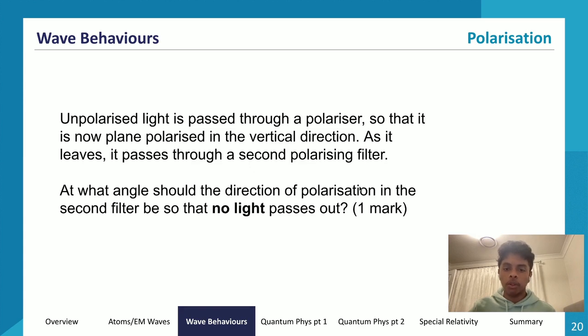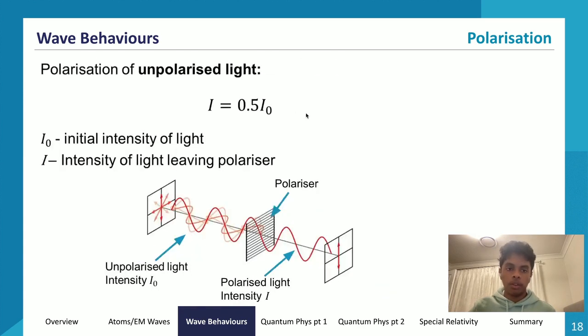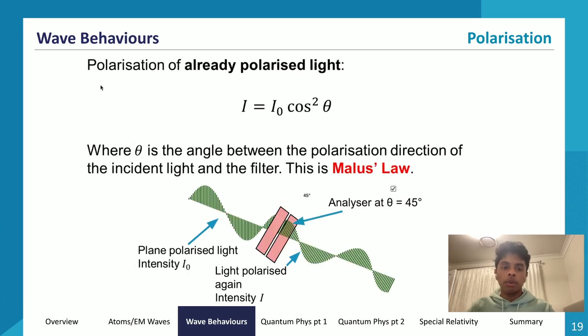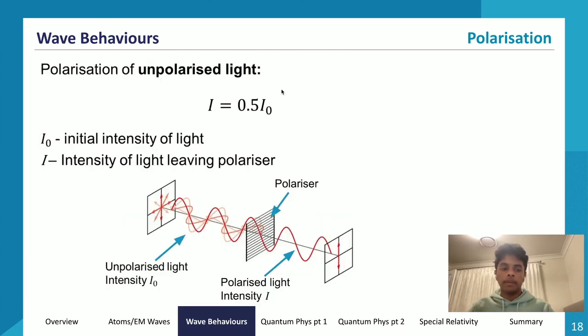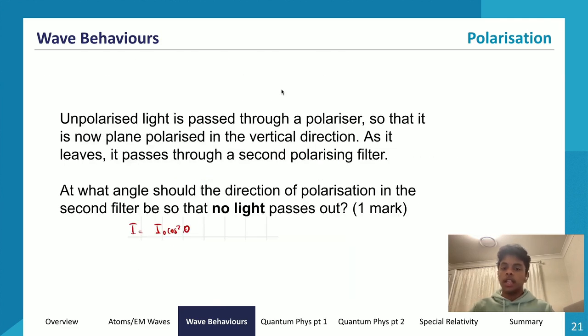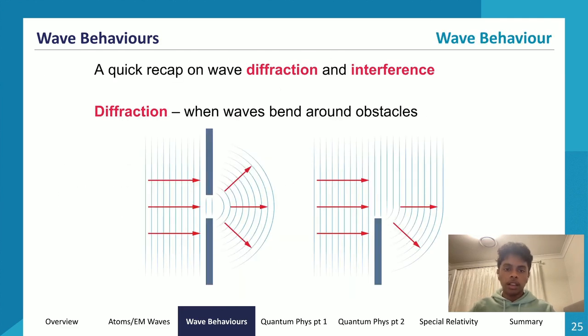will trick you by making you think that it's passing through a second polarizing filter when in reality it's the polarization of unpolarized light. So make sure that you check whether you're looking at the polarization of unpolarized light or the polarization of already polarized light, because there are two different equations for each of them. All right, so that's polarization in a nutshell. Now let's look at wave behavior.